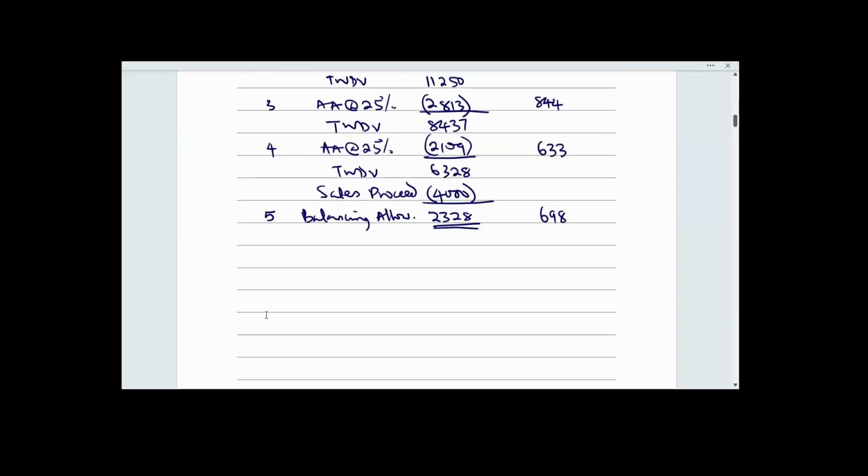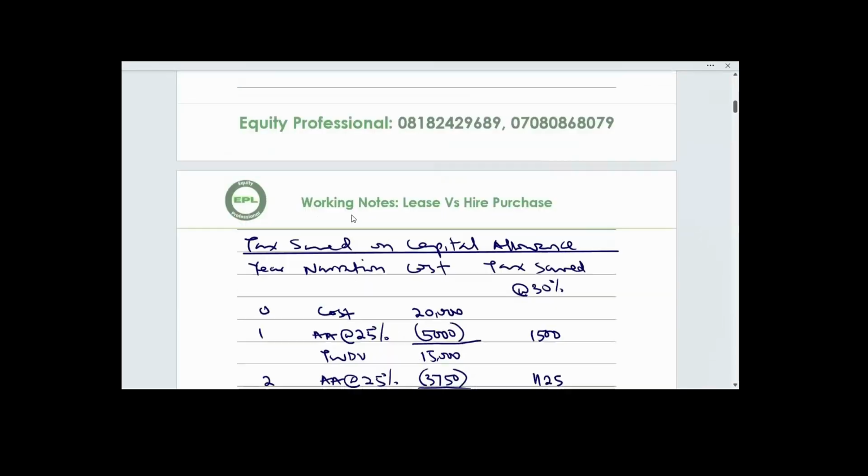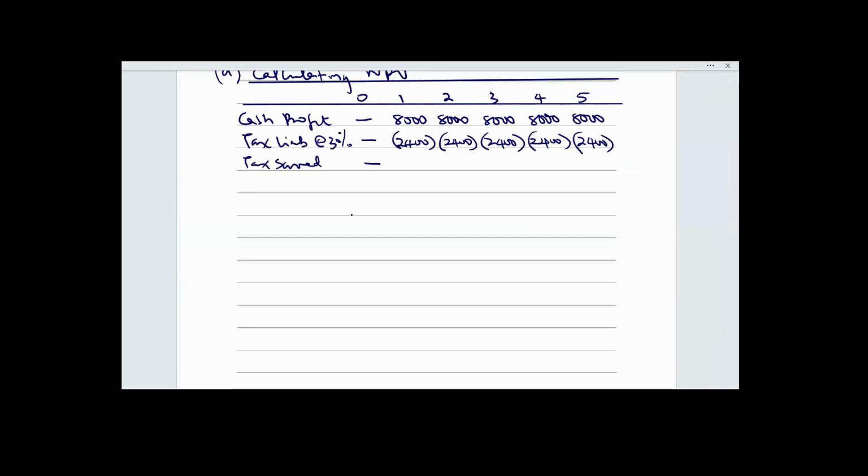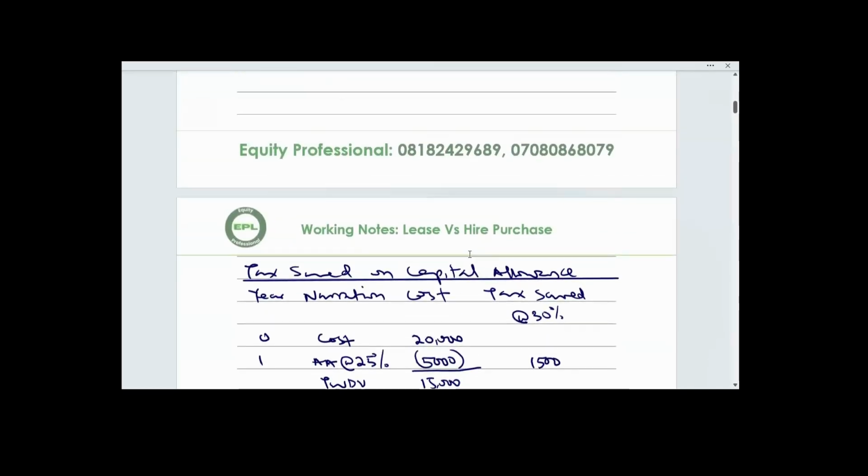Now that we have computed, it has saved. We can then call the numbers. The first one is 1,500, then 1,125, then 844, 633, then 698. Let me confirm just to be sure. 844, yes, correct.